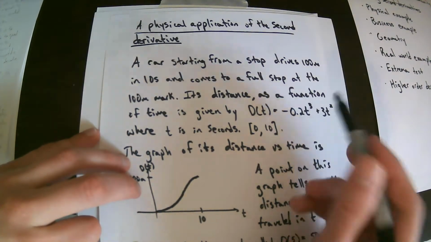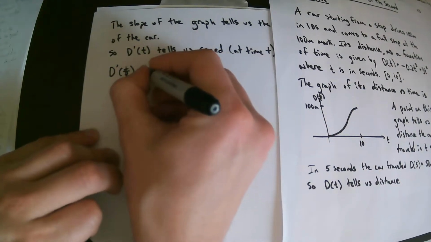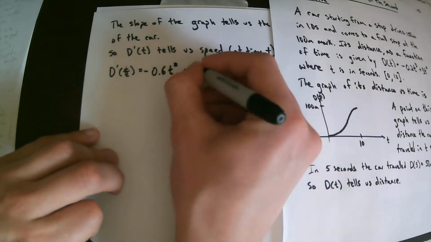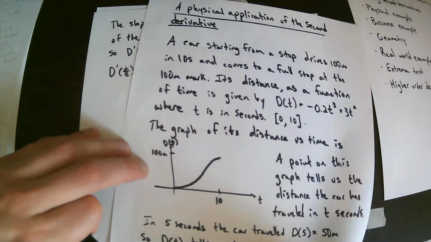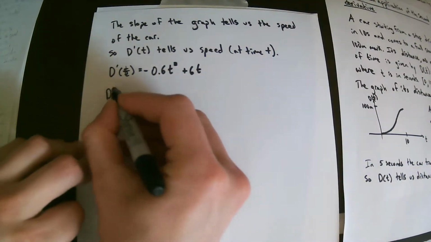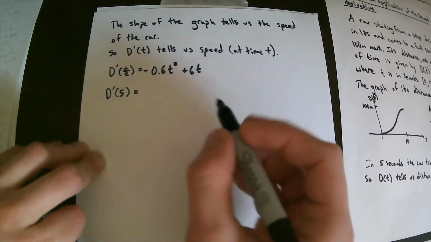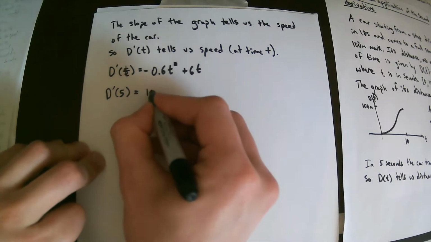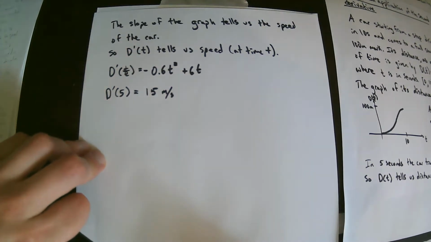Taking the derivative of this should be fairly simple, especially if you made it through all those other examples. So negative 0.6 t squared plus 6t. That's the derivative of that function. So now I could say d prime at 5 seconds, this thing is traveling 15 meters per second.